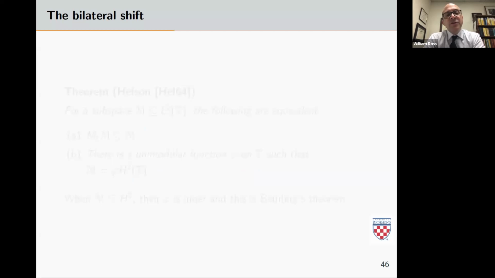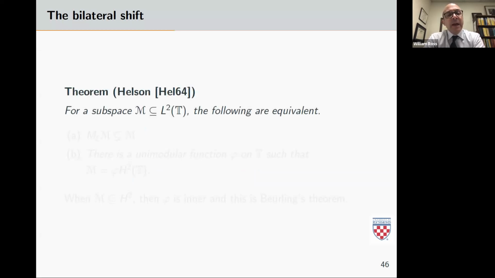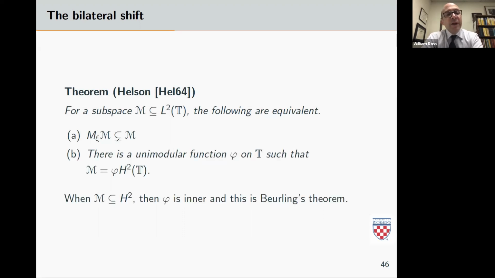Then there are these singly invariant subspaces. I might as well just give you the whole thing. So zM is a proper subspace of M if and only if there's a unimodular function phi on the circle. By the way, unimodular does not have to be inner. There's a lot of non-inner unimodular functions such that M is equal to phi H2 of the circle. I'm thinking of H2 here as the Fourier series in L2 with only positively indexed Fourier coefficients. And by the way, if M is contained in H2, that's certainly allowed, then this function phi is going to be inner, and I get Beurling's theorem.